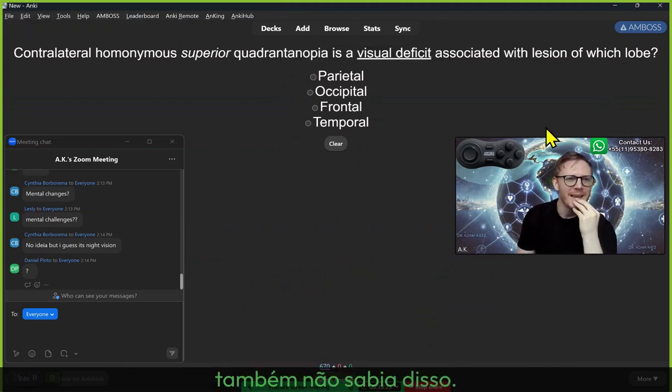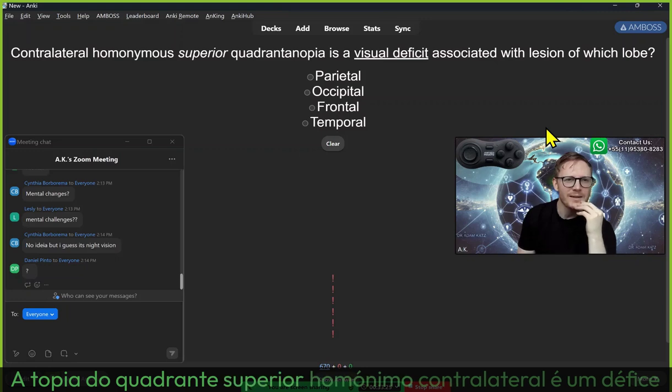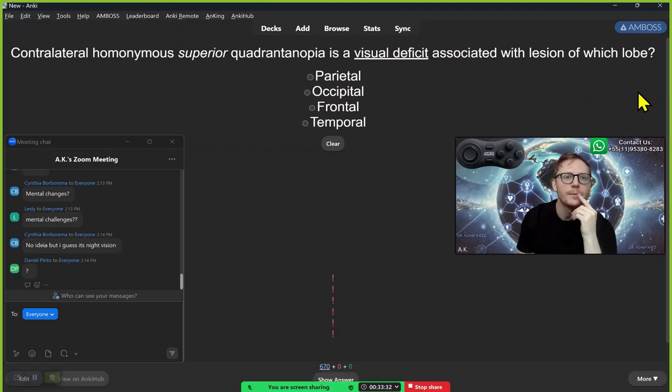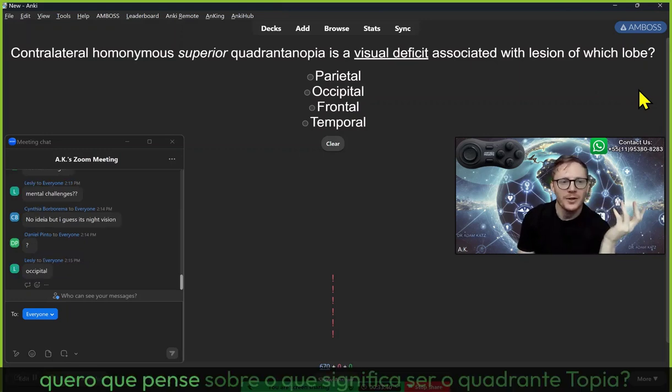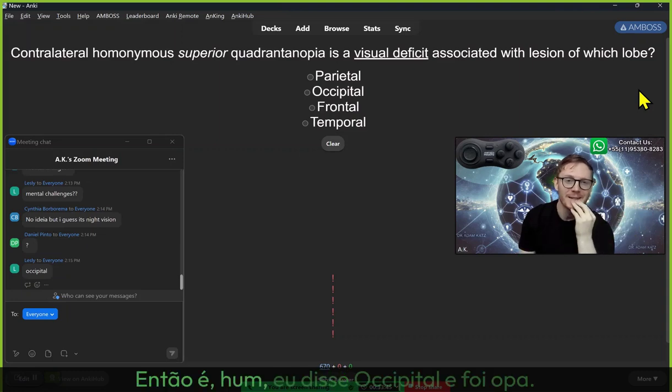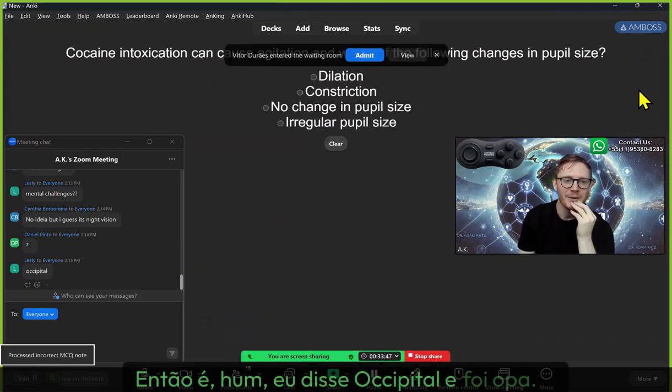I didn't know that either. Contralateral homonymous superior quadrantanopia is a visual deficit associated with lesions of which lobe? So we're talking about visual, right? You guys probably know this. But I really want you to think about what does it mean to be quadrantanopia? Exactly, Leslie. Yes. So I said occipital and it was, oops.